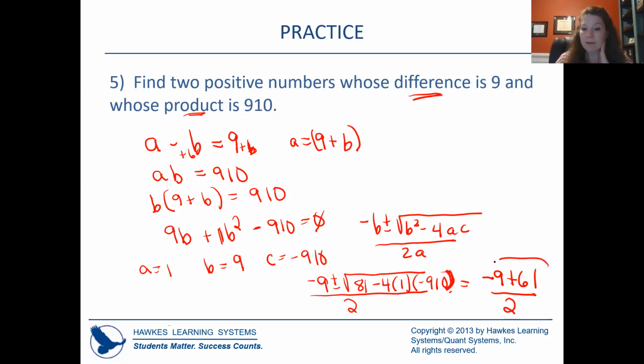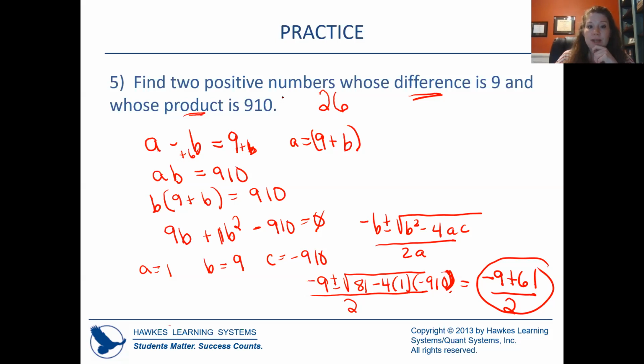So I'm just worried about this answer right here. In my calculator, negative 9 plus 61 is 52, and half of 52 is 26. So one of my numbers is 26. What's my other number? Well, if one of the numbers is 26, 26 times what is 910? So I'm dividing in my calculator, 910 divided by 26, and my answer is 35.